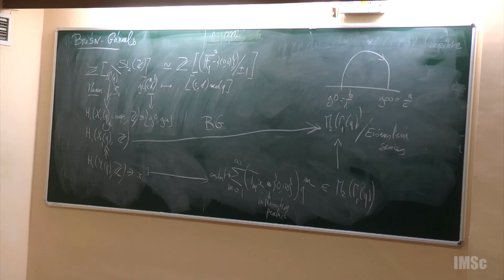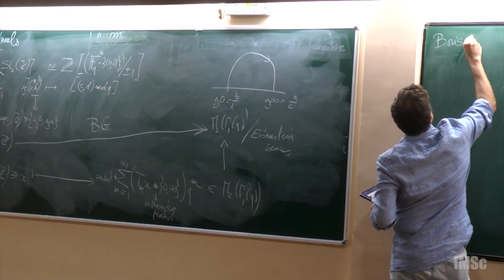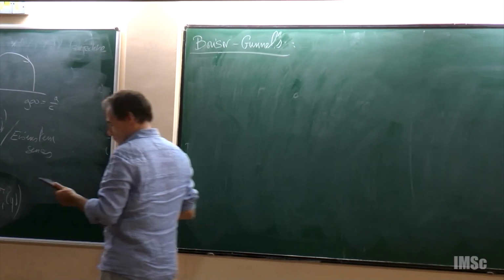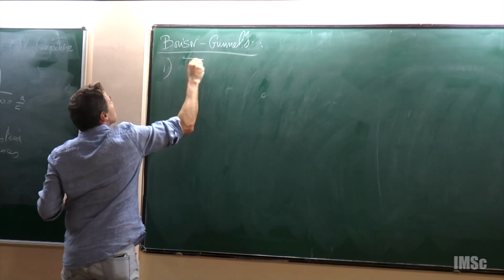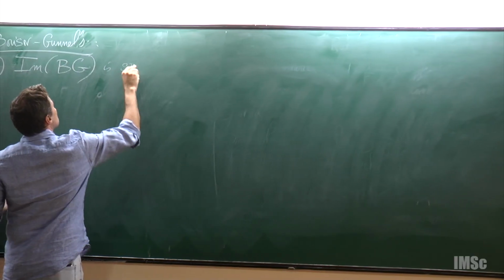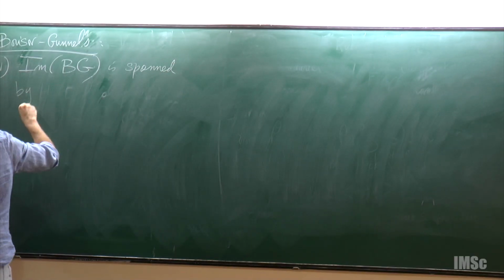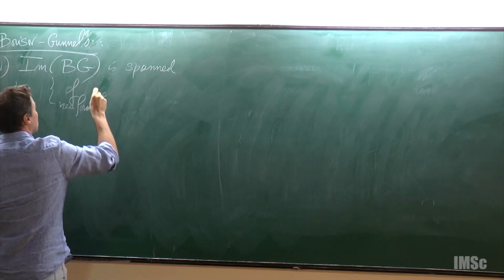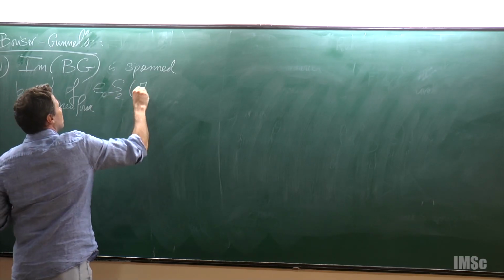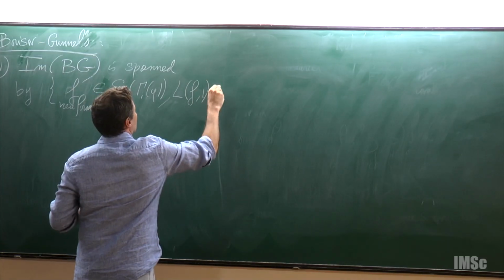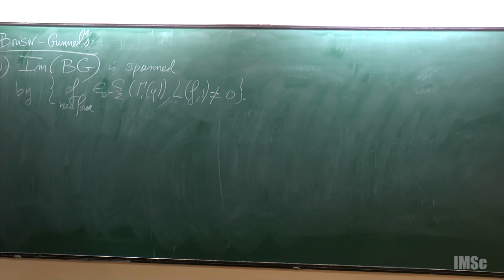And Borisov and Gunnells prove a number of things. First is that the image of BG is spanned by the newforms f in S2 of gamma 1 of Q whose L function does not vanish at 1. That's one thing.